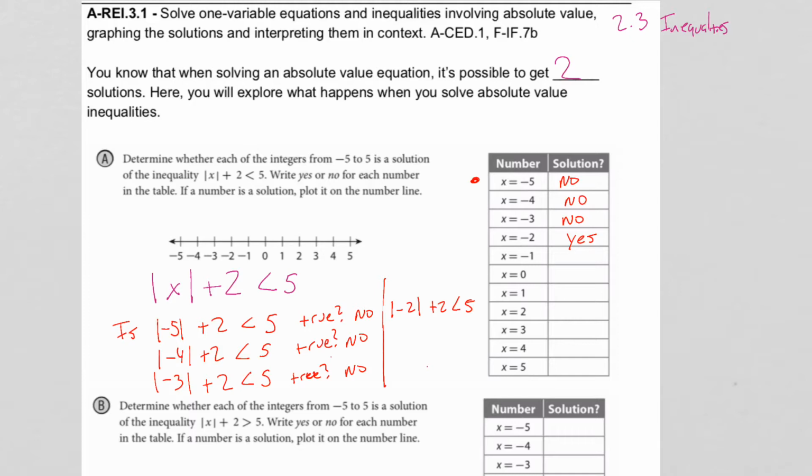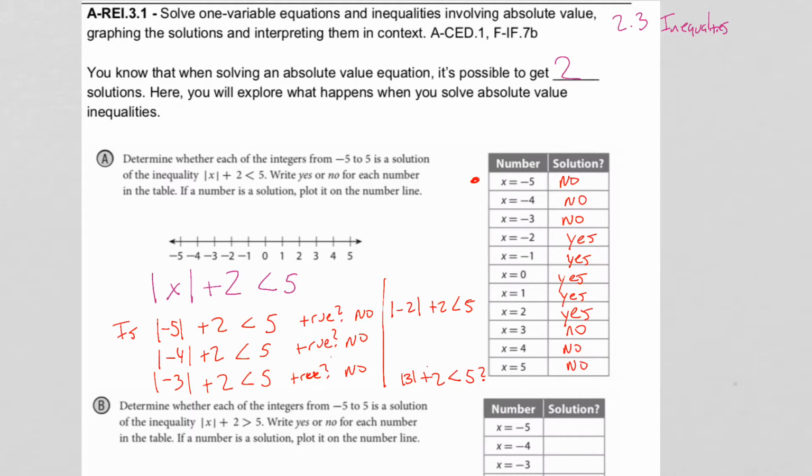And you can keep working these out. And that's less than 5. And 0 plus 2, that's going to be less than 5. Well, 1 plus 2, that's going to be less than 5. And again, 2 plus 2, that's going to be less than 5. And when you get to 3, you'll get, is 5 less than 5? By the time we get to 3, you have the absolute value of 3 plus 2. And then is that true? No. So from there, it's no and no.